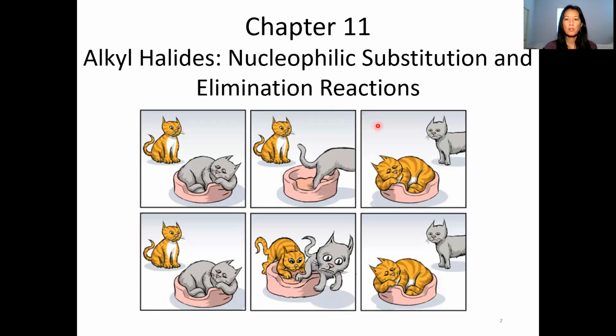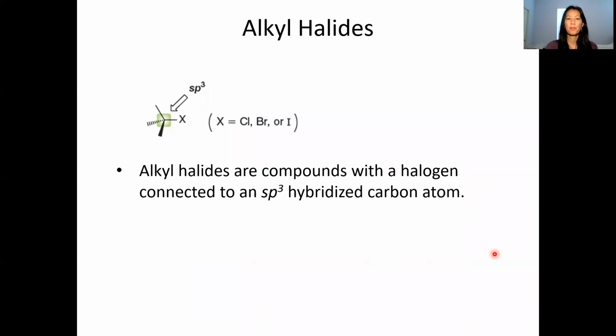So this is just a little picture to give you a cartoon view of a substitution reaction. You can have a group, say a halogen on an alkyl group, and that halogen can leave on its own and be substituted with something else, this little cat. Or you can have a halogen kicked out by another group, specifically a nucleophile. So we're going to explore a couple of those different scenarios.